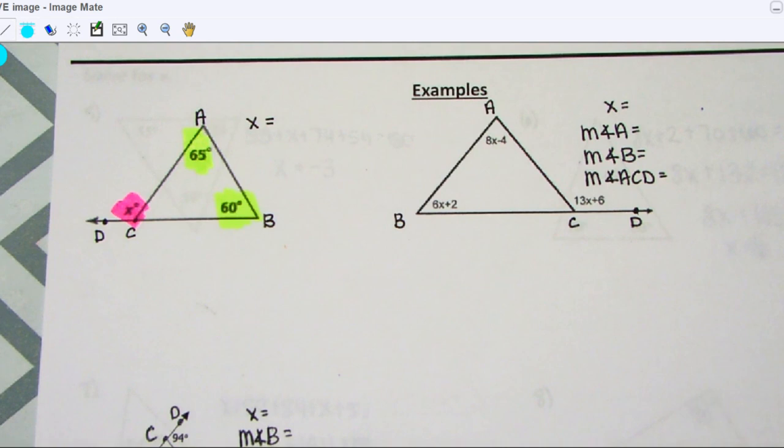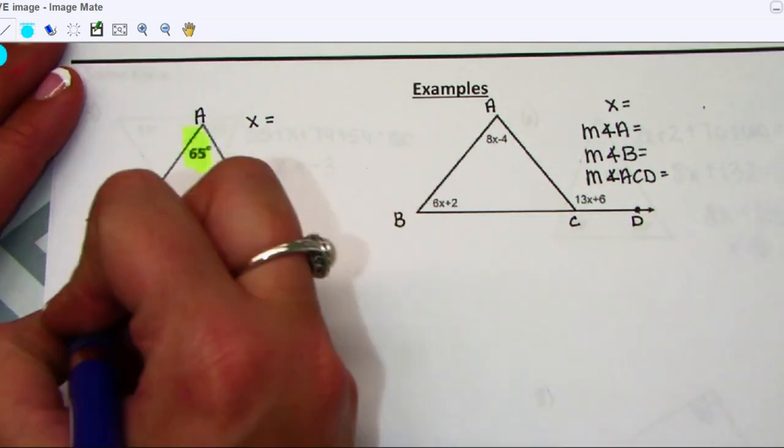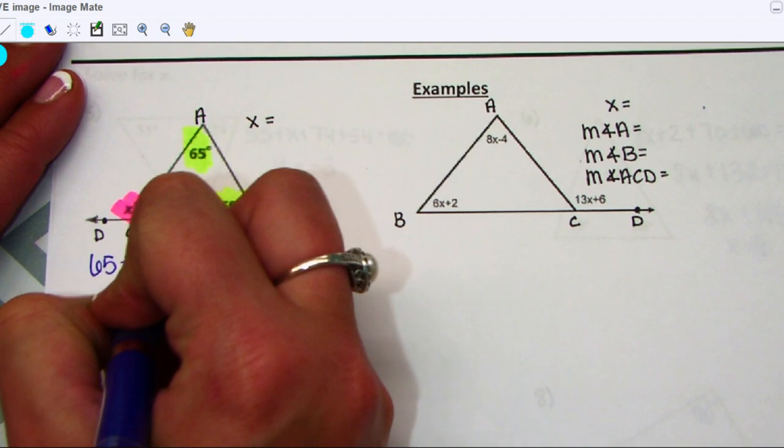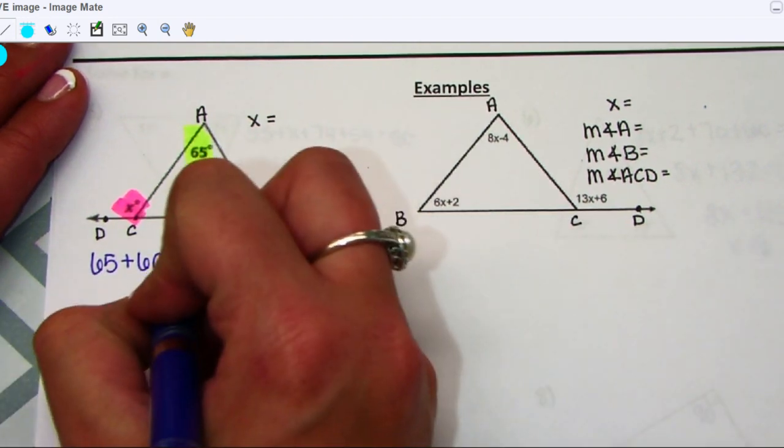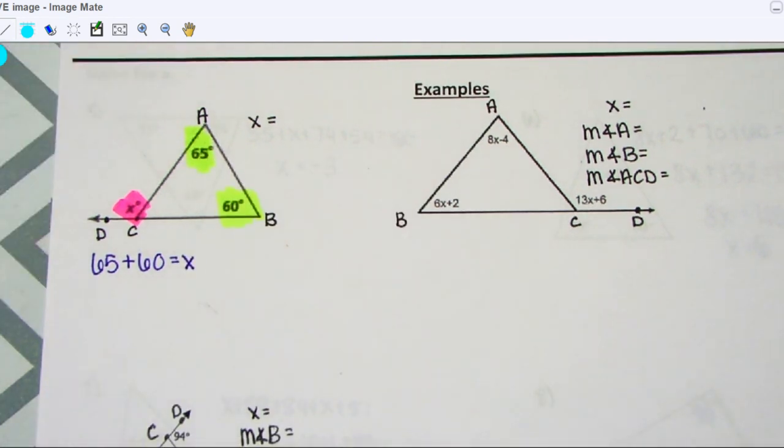Now, once I've identified them, it's a lot easier to build the equation. So how should we make our equation? Yeah, 65 plus 60. You could flip it around. You can do 60 plus 65. Doesn't matter. That's equal to X. Notice how it doesn't equal 180 anymore. I'm not adding them all together. The two angles equal the outside. So what's next?